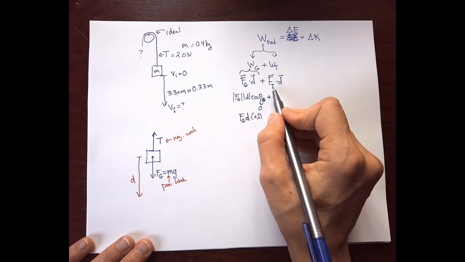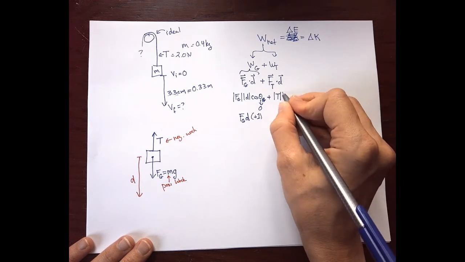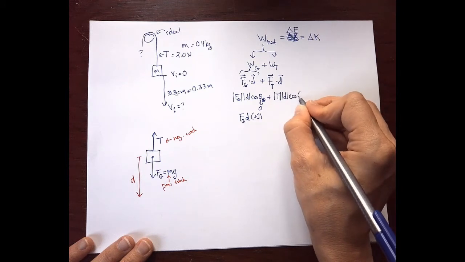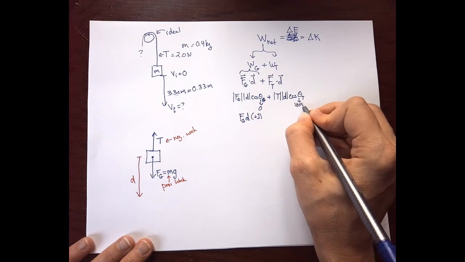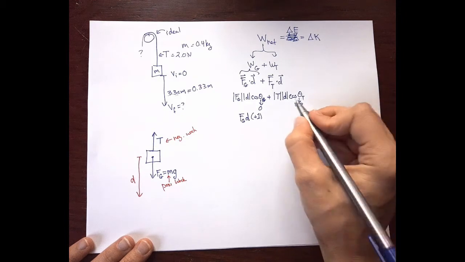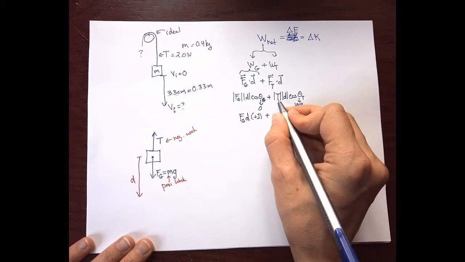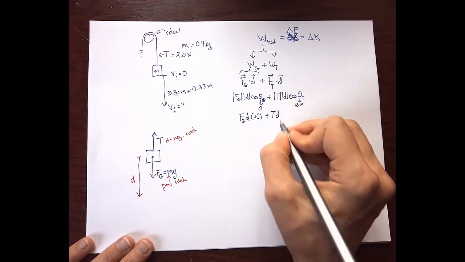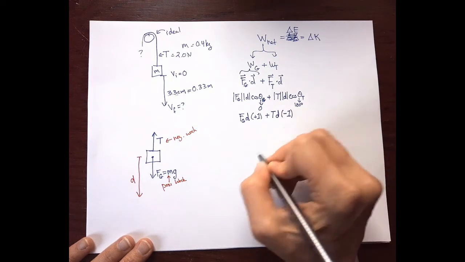Now let's look at tension work. So the dot product is the tension magnitude times the displacement magnitude times the cosine of the angle between them. But this angle is 180 degrees because tension is pointing that way and displacement is pointing in the opposite direction. And cosine of 180 degrees, that's -1. So when we do this out, we'll have tension times d, the displacement, times the cosine of 180 degrees, which is -1.